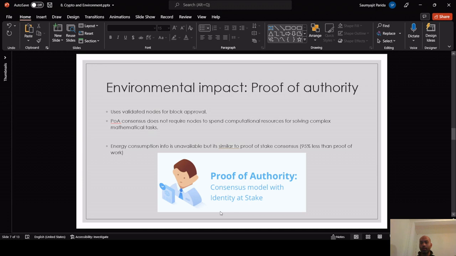But there are other consensus algorithms also, that is proof of authority. And proof of authority, my favorite VeChain, is using this consensus model.